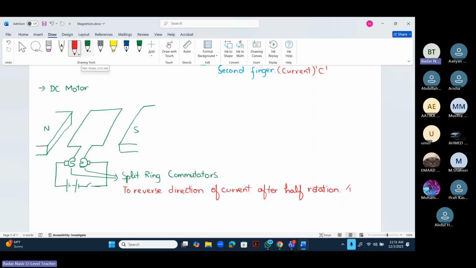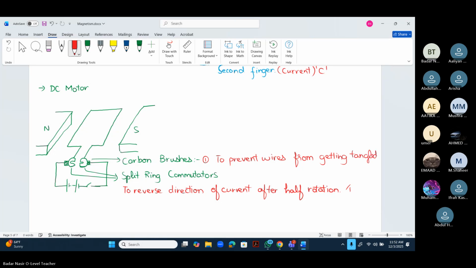ये जो दूसरे वाला है, ये जो स्मॉल बॉक्सेस नजर आ रहे हैं, these are basically the carbon brushes. कार्बन ब्रशेस का पर्पस होता है to prevent the wires from getting tangled, and the other purpose is to reduce friction between commutators and the coils.